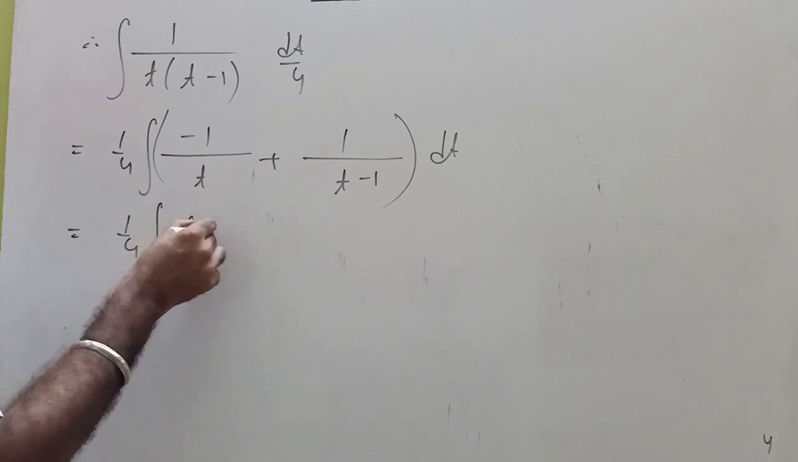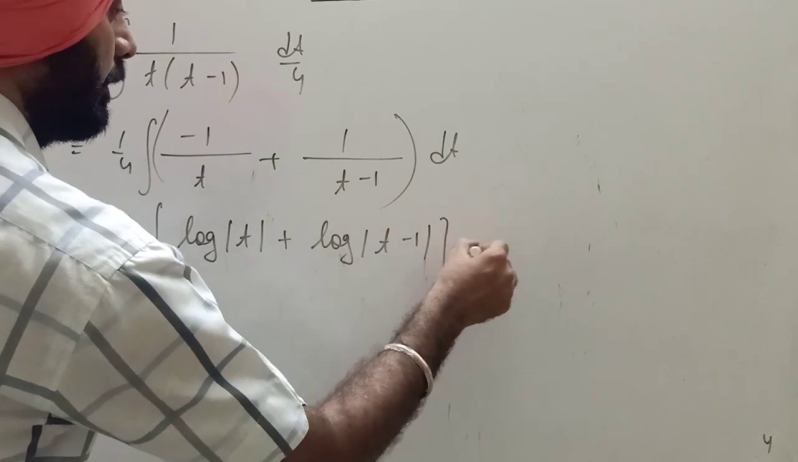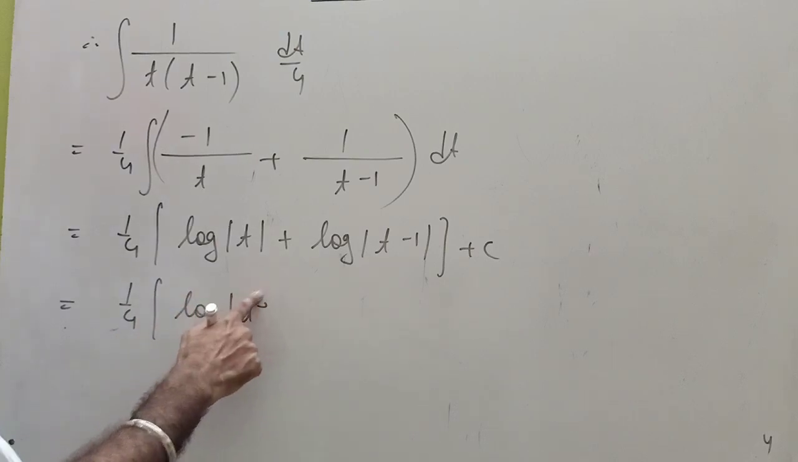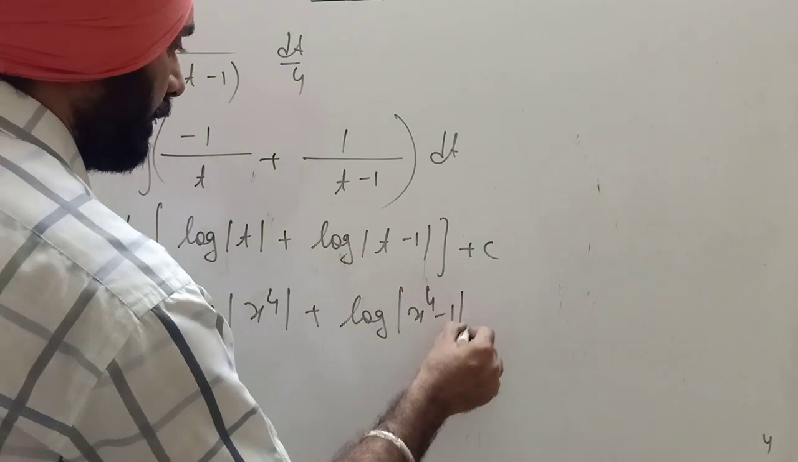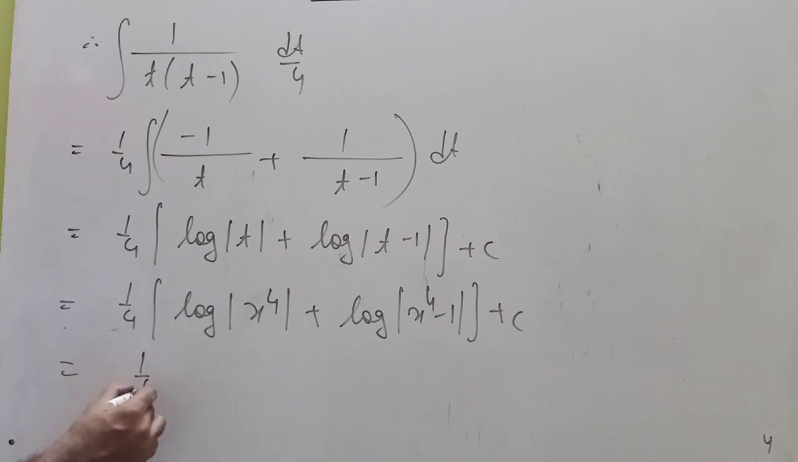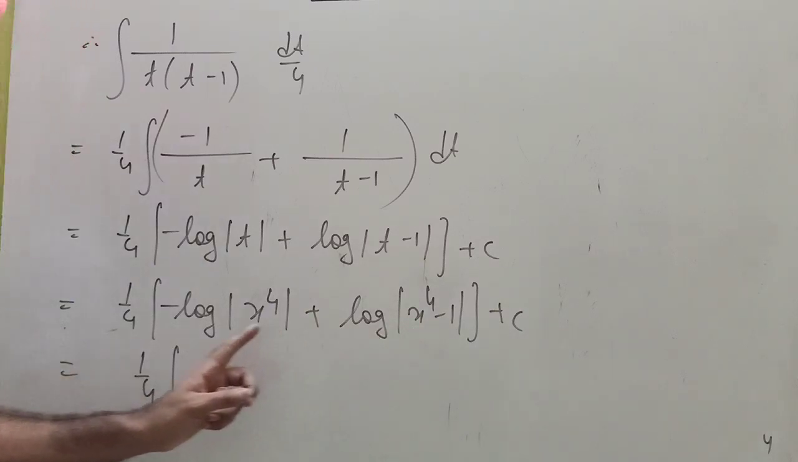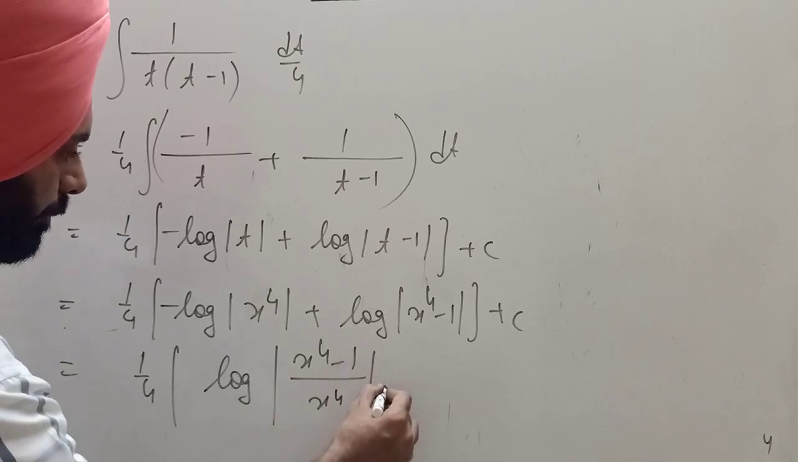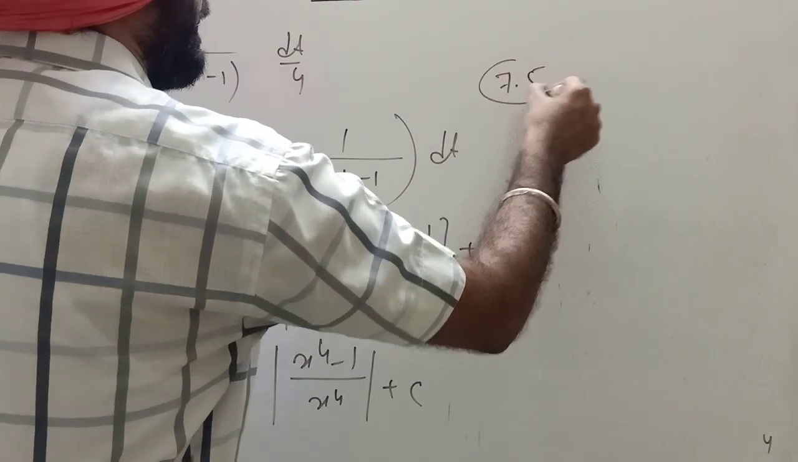1 by 4 log mod t plus log mod t minus 1 plus c. Replace the value of t. Log mod x raised to power 4 plus log mod x raised to power 4 minus 1 plus c. You can also apply the formula for the log. There is negative. You can apply the formula log a minus log b, that is log of a over b. This is a over b plus c. So this is the partial fraction. Now you can practice the exercise 7.5 complete.